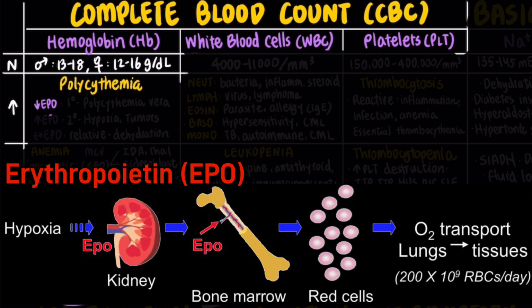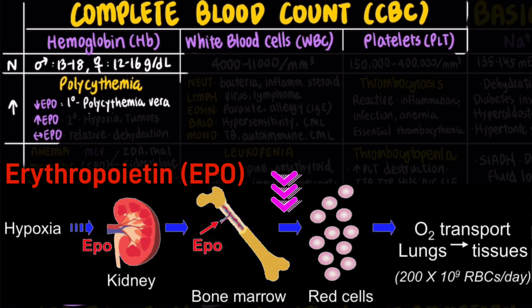It's a hormone made by the kidneys that tells the bone marrow to make red blood cells. If the EPO is low, that tells us the bone marrow is making too many red blood cells on its own, without any external trigger, seen in primary polycythemia, like polycythemia vera.